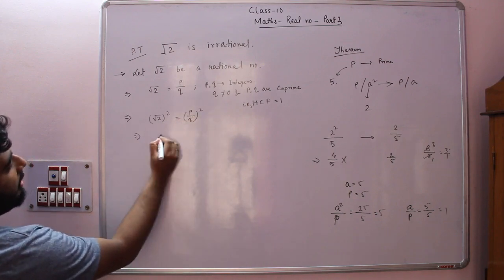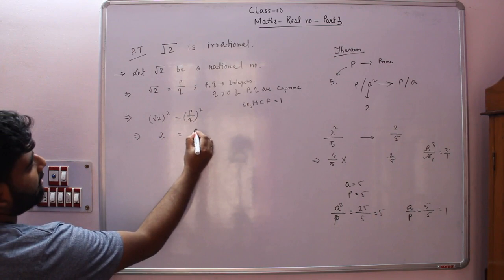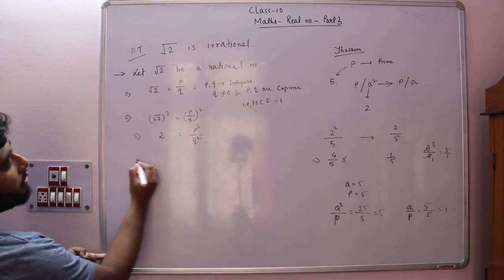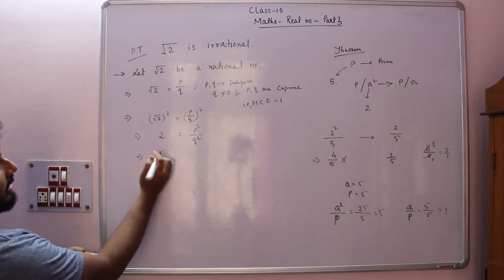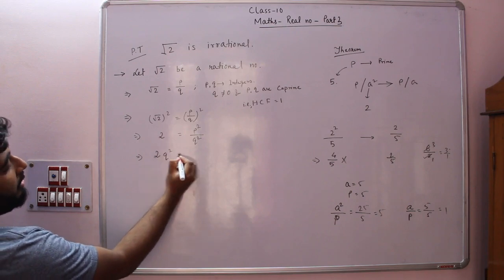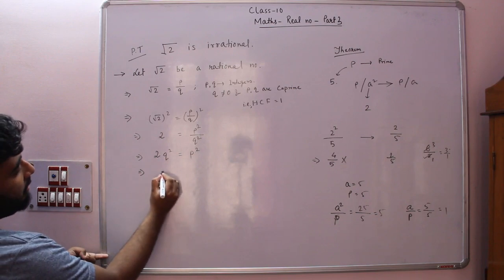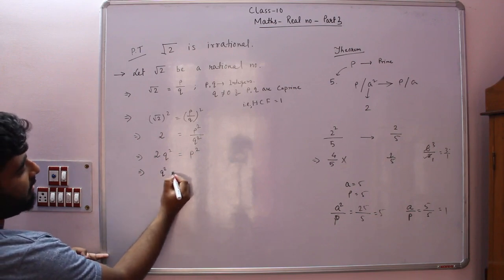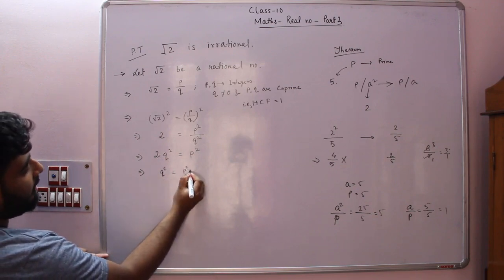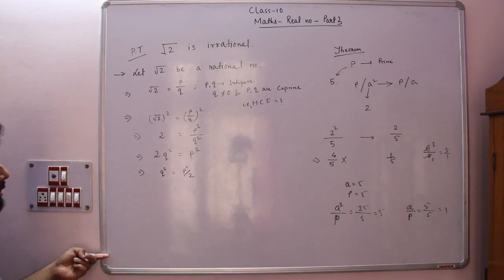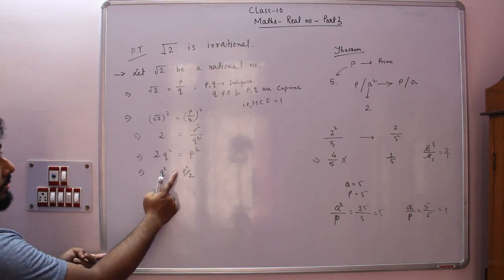So obviously root 2 squared will be 2. This will be our p squared by q squared. So if you take q to this side, 2q squared equals what? p squared. Now we can write q squared equals p squared by 2. See, the theorem we will apply here.